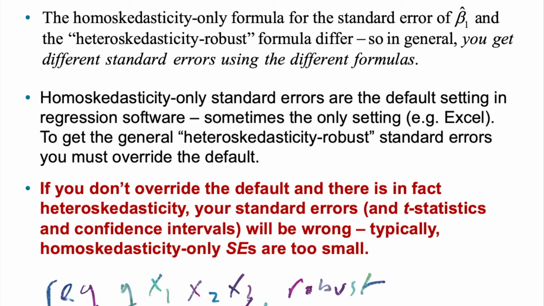So if we do not override the default and write comma robust, to have Stata calculate our heteroskedasticity robust standard errors, and there is in fact heteroskedasticity, our standard errors and our test statistics and our confidence intervals, they're all going to be wrong. It's all going to be wrong. The whole thing. And typically we find that, as I've been saying, homoskedasticity only standard errors, they're too small. So we're not making good statistical inference.